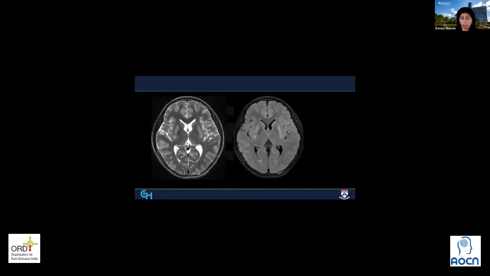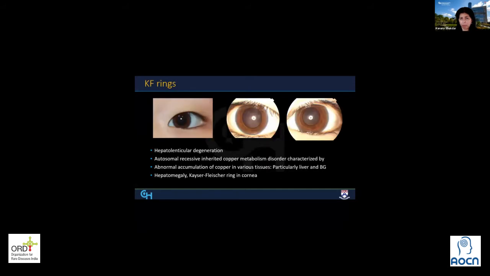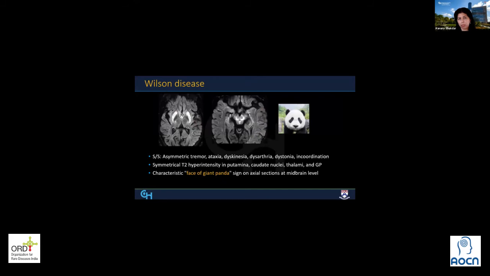But when we did the MRI, you can see that there are bright areas in the putamen, and the next step that was done was to look at her eyes, and there was this characteristic KF ring, the Kayser-Fleischer ring in the cornea. And this gives you a clue that we are dealing with an inherited copper metabolism disorder and accumulation of copper in various tissues, especially the basal ganglia, and the second organ to be affected being the liver. We are dealing with Wilson's disease here.